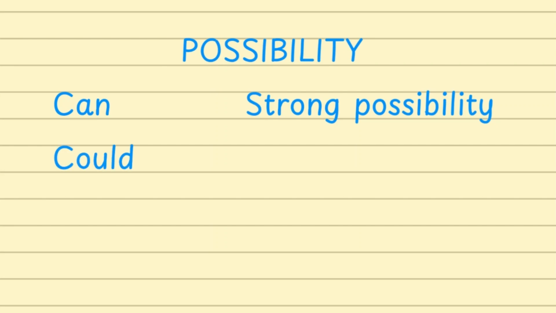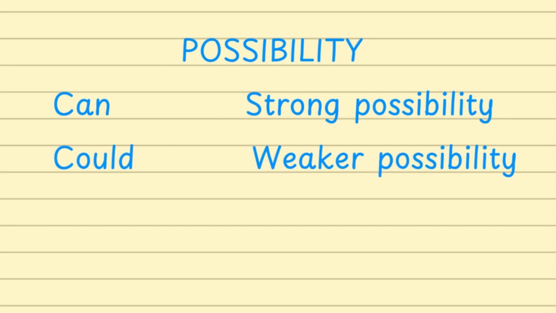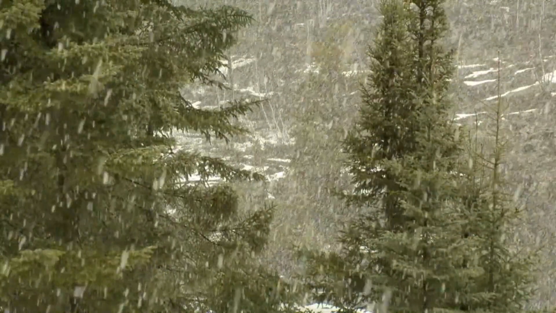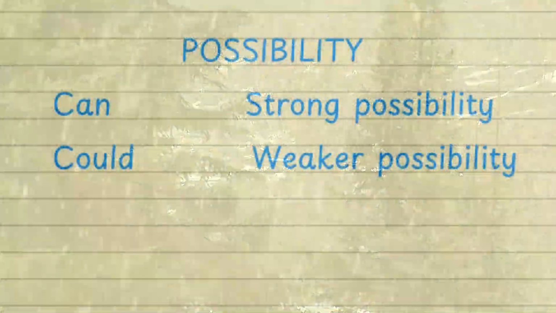Could suggests a weaker possibility in the present or future. It's used when we are less certain about something happening. For example, it could snow this winter. This means that there is a chance of snow, but we are not sure.